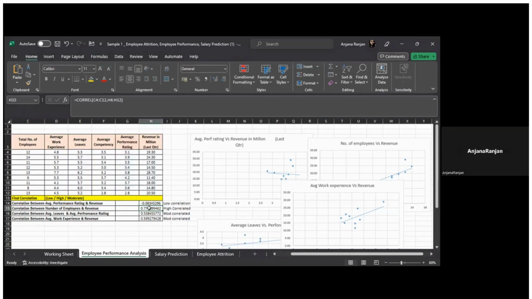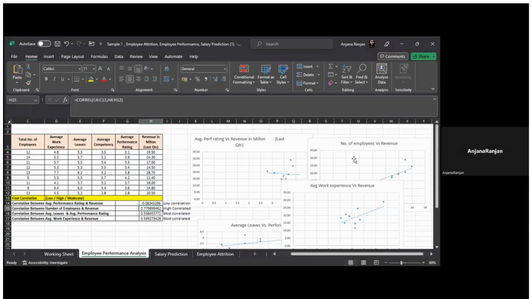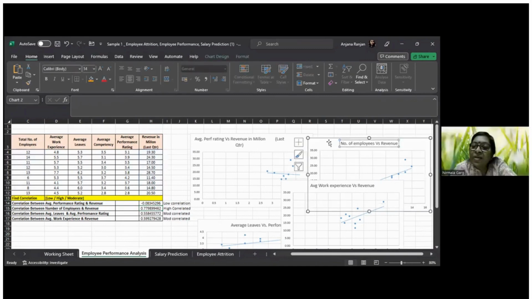The second one is between number of employees and revenue. The correlation value is 0.779. So I think it is highly correlated. And where is the graph for it? Number of employees and revenue. This one. Excellent.